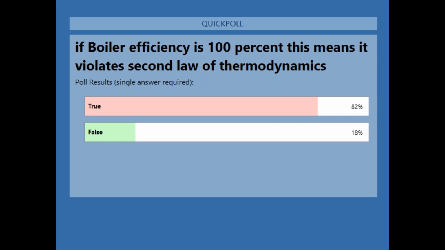Whether the boiler is an open system or closed system.